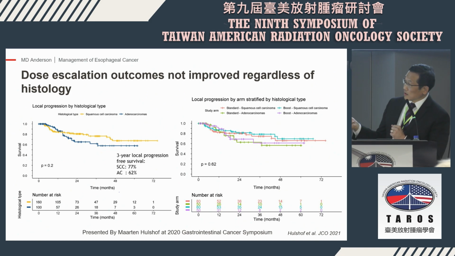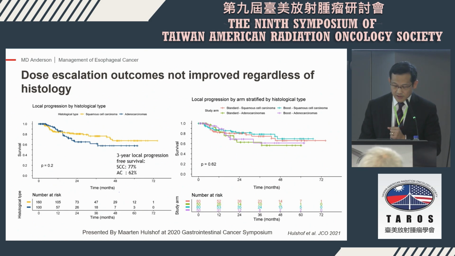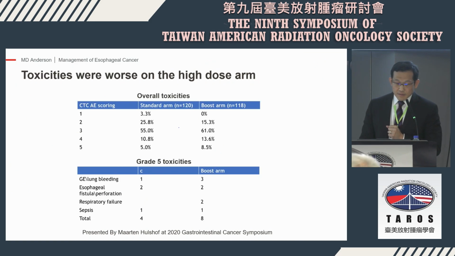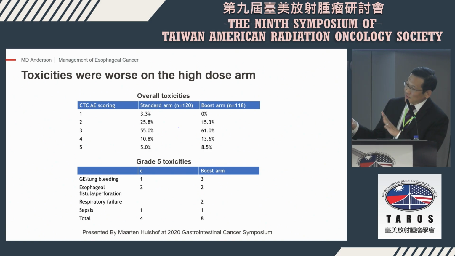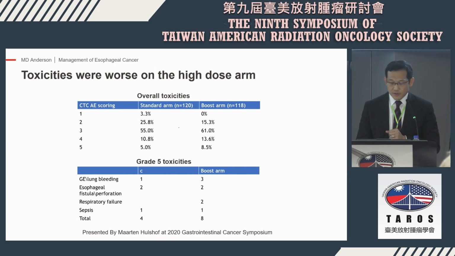And this is also no difference by histology, whether you look at squamous cells. Squamous tend to do better compared to the adenocarcinoma groups. But even if you stratify them by histology, no difference in doses regardless of the histology as well. But what's different is toxicities again. If you look at the two groups, the boost arm, the higher dose arm, what's numerically different, well, not significant, is that there tend to be higher grade 4 or 5 toxicities in the higher dose arm compared to the lower dose arm.